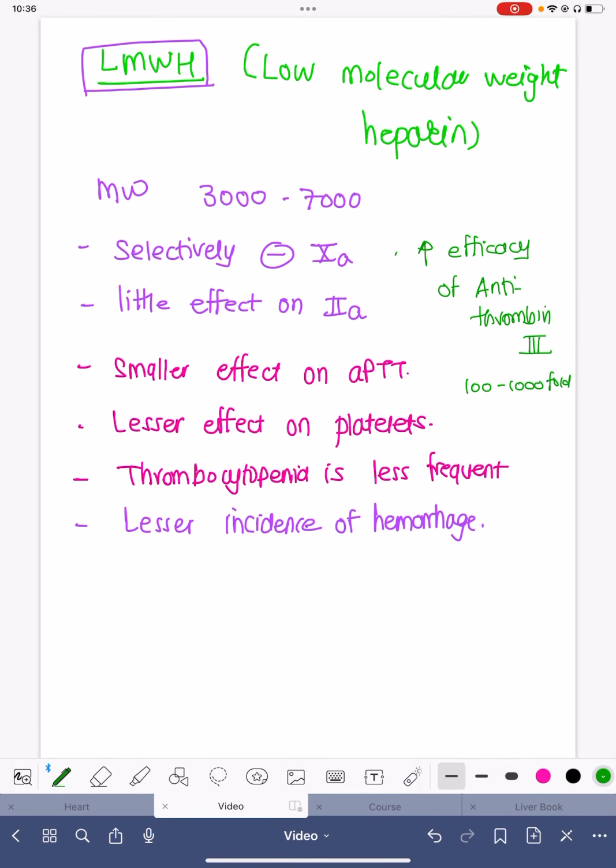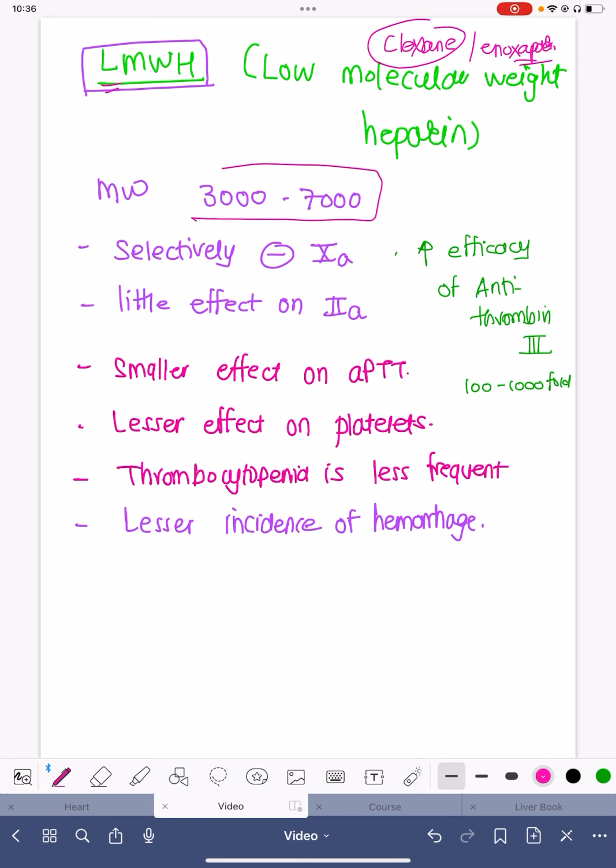Now, I'll be talking about one of the most important topics, that is low molecular weight heparin or LMWH. The most commonly used low molecular weight heparin is Clexane or Enoxaparin. Now we must know this is a very extensively used drug almost all over the world, especially in ICU. Now why is it called low molecular weight?